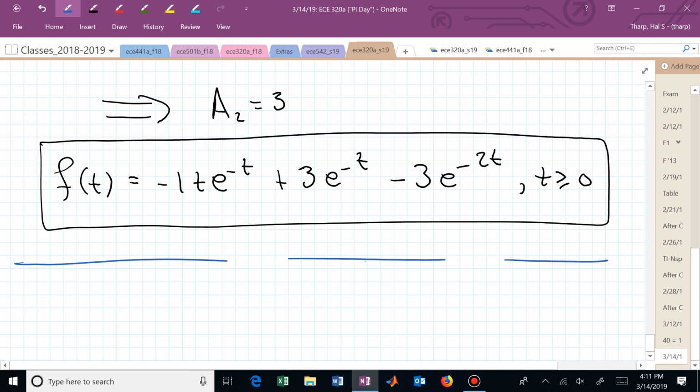If your pole was repeated more times than twice, you might have to pick more convenient values of s. You might have to pick s equal to 0, s equal to plus 1. That's okay. S equal to 2. Picking integer values for these might be clean or cleaner.